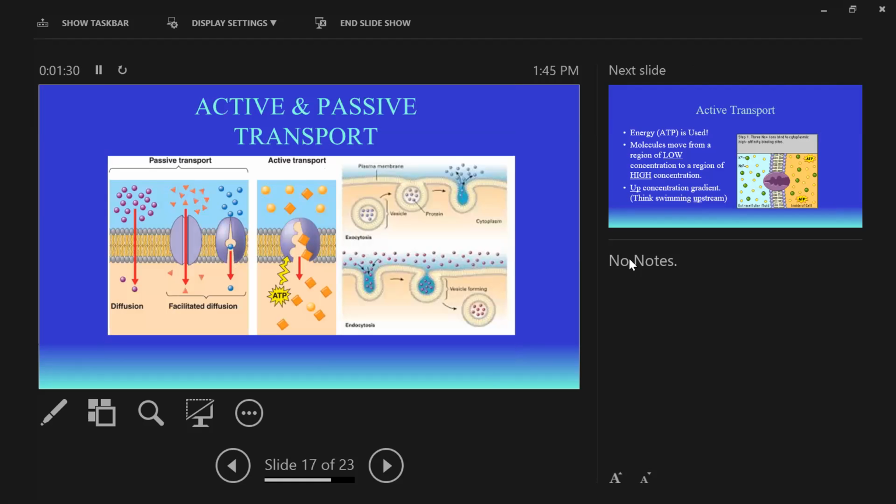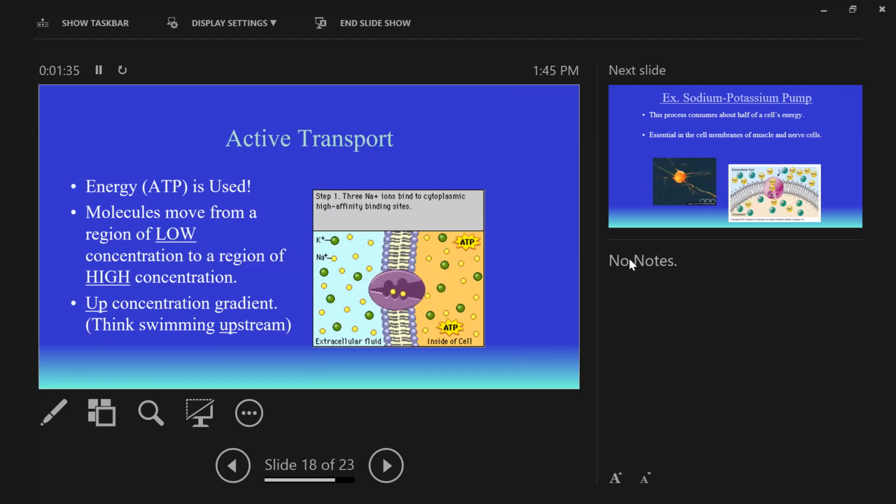All right, back to our active and passive transport. We're moving on to active now. So active is pretty much the opposite of passive, not the opposite in the sense that they're both going to move things across the membrane. One is just going to use energy. And so active transport uses energy. These molecules are going to go from low concentration to high concentration.